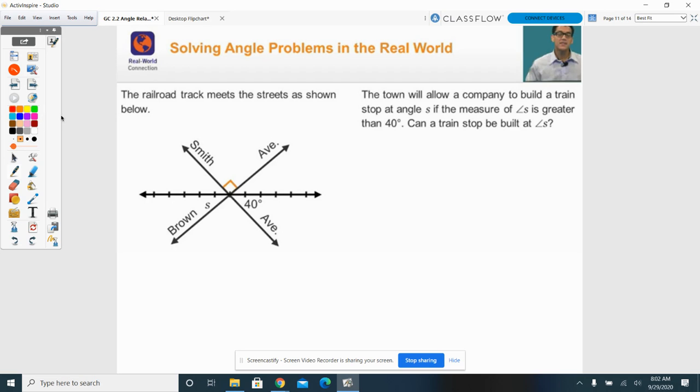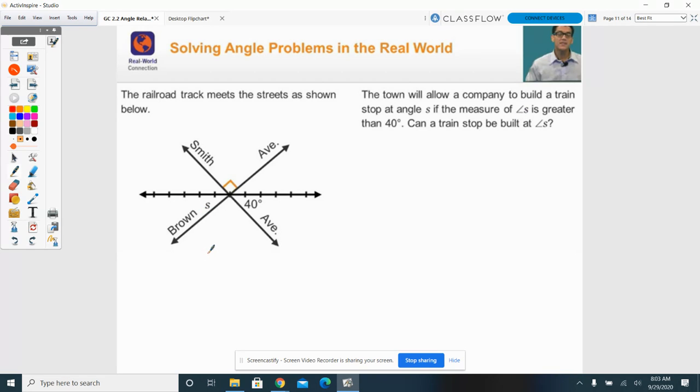Okay, let's see what we have here. You have railroad tracks meet some streets like this. This is a right angle. The town is allowing a company to build a train stop at angle S if the measure of angle S is greater than 40. So it will only let them do it if it's bigger than 40. So is it bigger than 40 is our question.